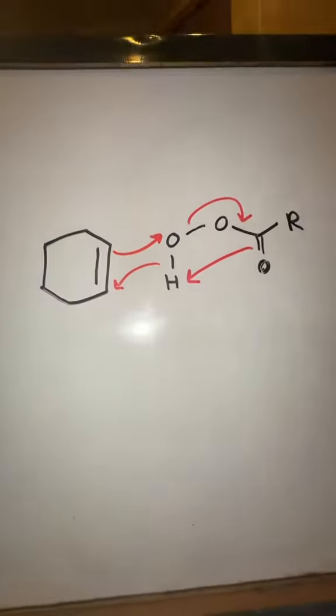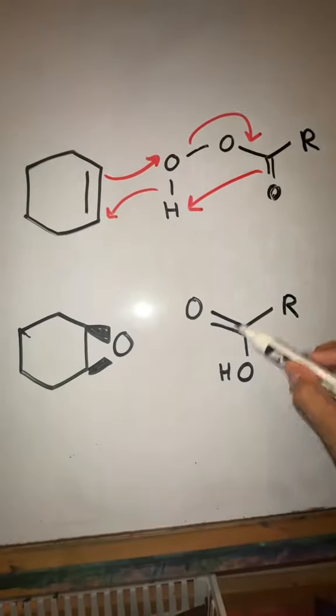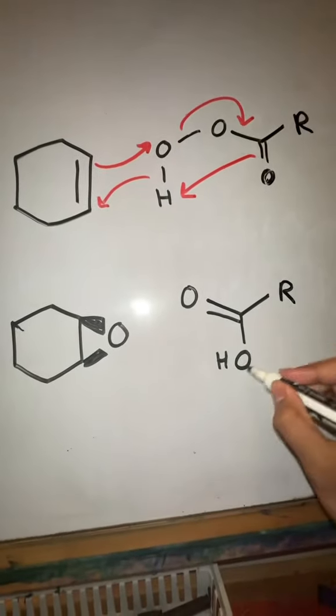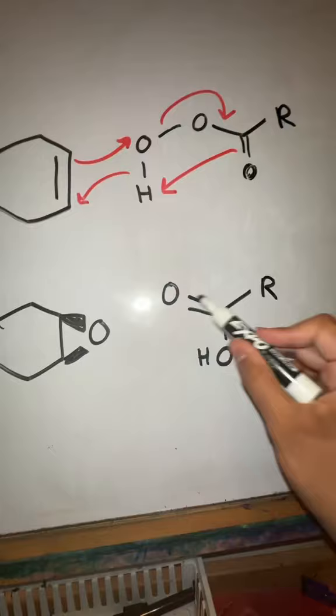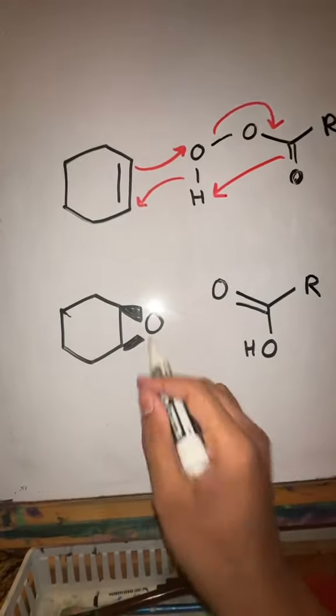Now look at what we end up with. I oriented it the exact same way, right? This O was single bonded, but now it's double bonded. And this O was double bonded, but now it's single bonded with an H, okay? So we ended up with a carboxylic acid from this. This is a really good molecule. And look over here, we have our epoxide.